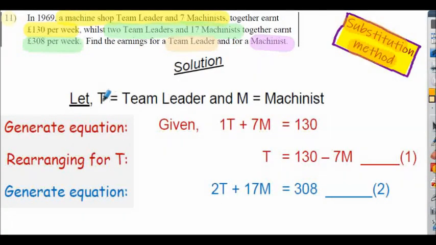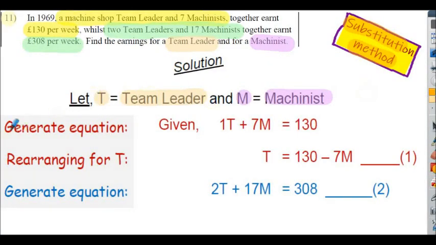So I'm using notation here of capital T equates to the team leader and capital M relates to the machinist. Of course, if you prefer to use the conventional notation of X and Y, please feel free to do so. I'm just using variables that are more specific to the context of the question.